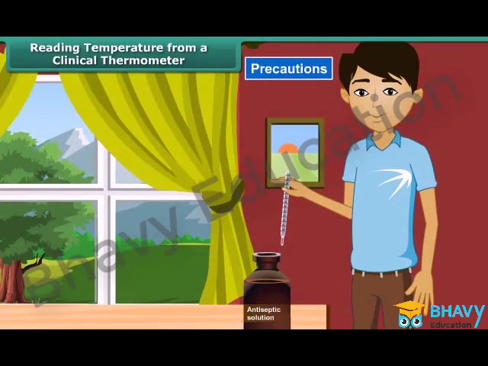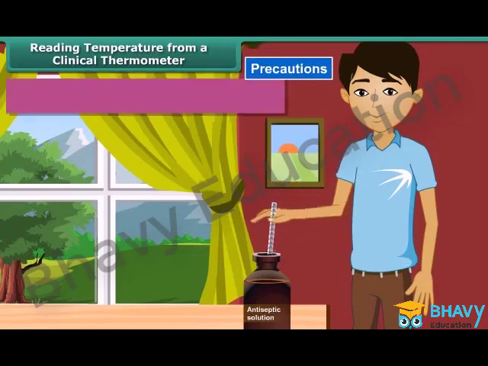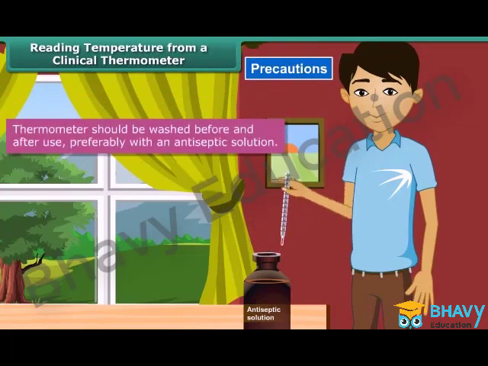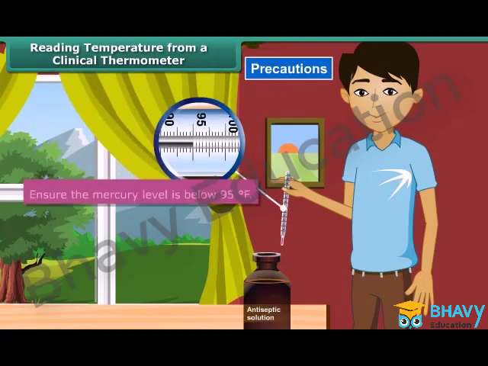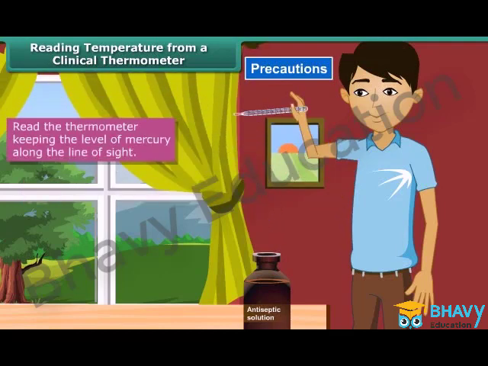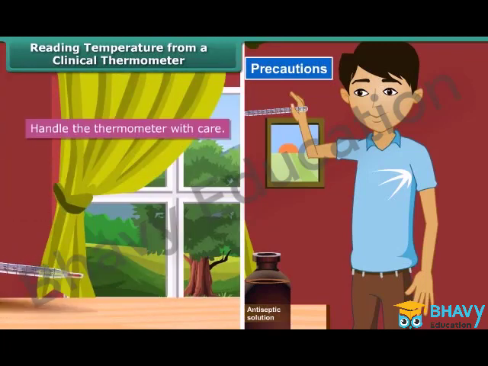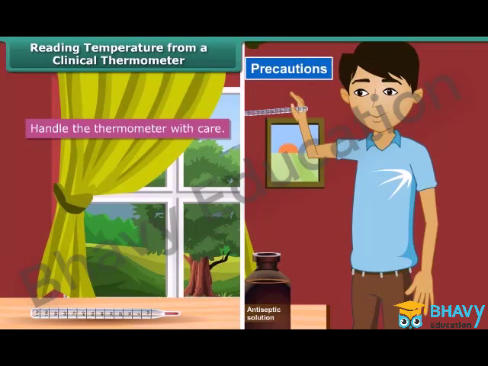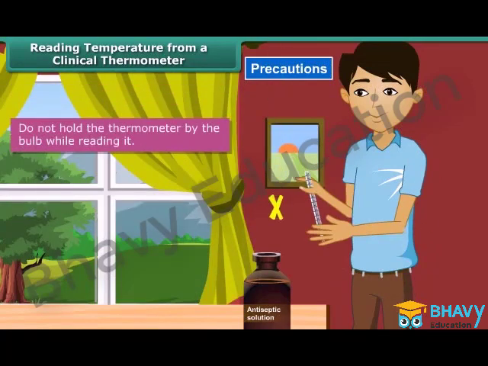Precautions to be observed while reading a clinical thermometer are as follows. Thermometer should be washed before and after use, preferably with an antiseptic solution. Ensure the mercury level is below 95 degree Fahrenheit. Read the thermometer keeping the level of mercury along the line of sight. Handle the thermometer with care. If it hits against some hard object, it can break. Do not hold the thermometer by the bulb while reading it.